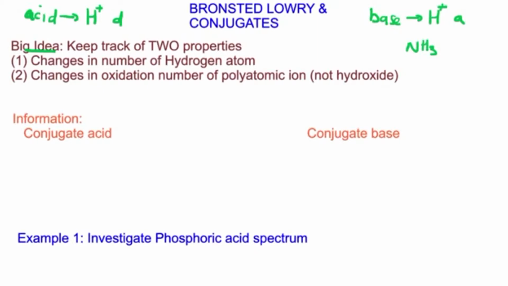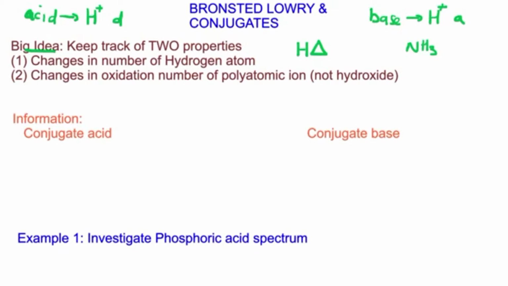Now, in this video the big idea is to keep track of two properties that govern which ones are the conjugate acid or base pairs based on a specific question. One is the change in the number of hydrogen atoms present in a particular compound in a given question. Let's say, for example, we have a particular compound with the letter H and some kind of polyatomic ion right there.